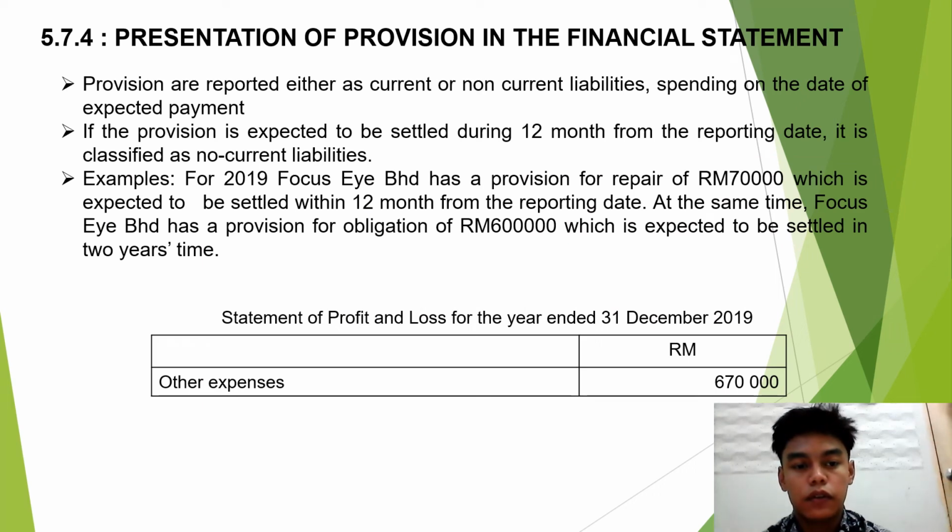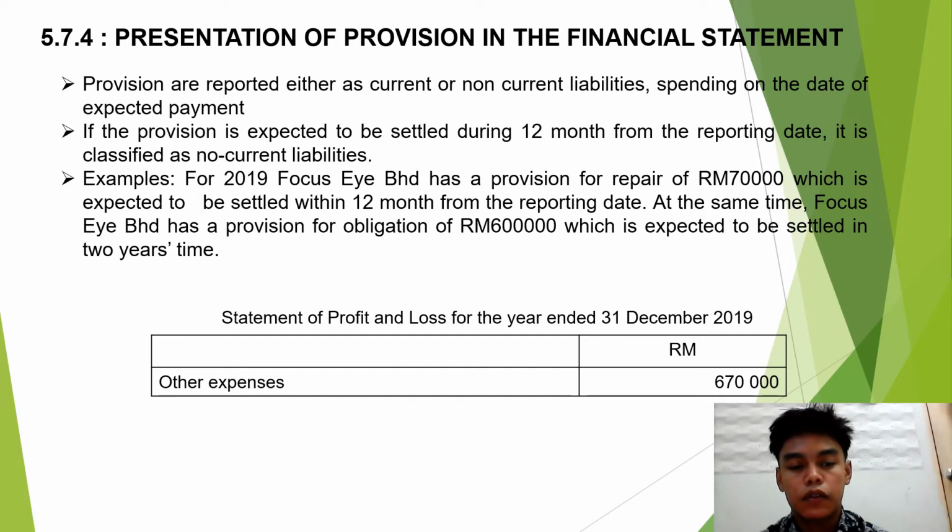5.7.4 Presentation of provision in the financial statement. Provisions are reported either as current or non-current liabilities depending on the date of expected payment. If the provision is expected to be settled within 12 months from the reporting date, it is classified as current liabilities. Example: for 2019, Focus I Berhad has a provision for repair of RM70,000 which is expected to be settled within 12 months from the reporting date.